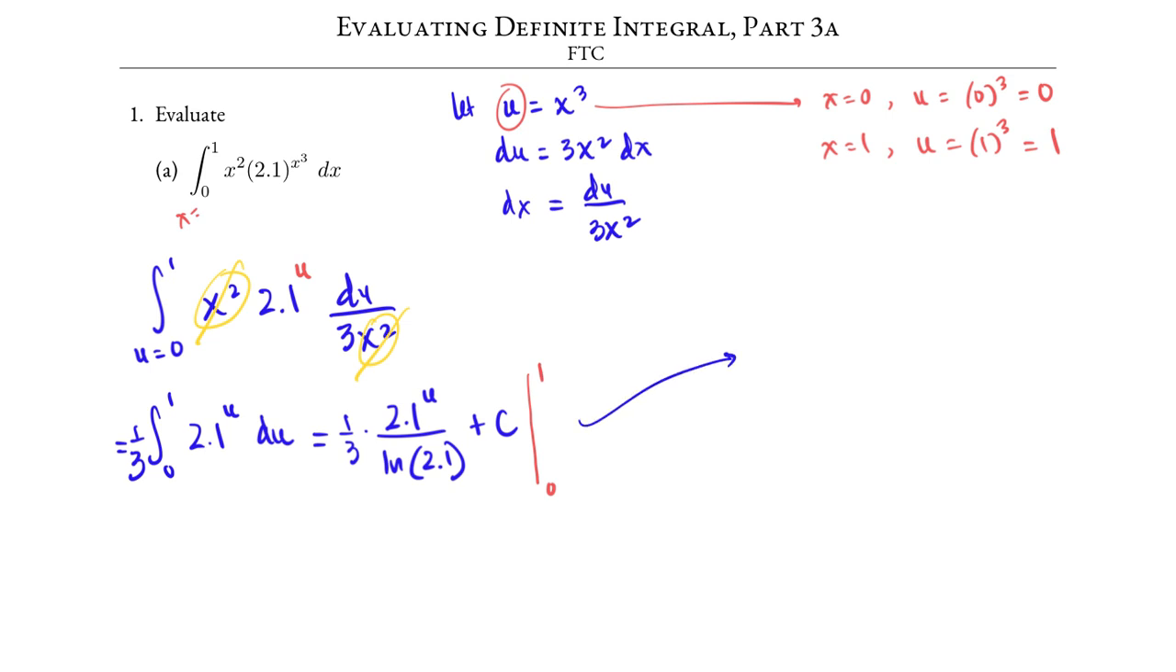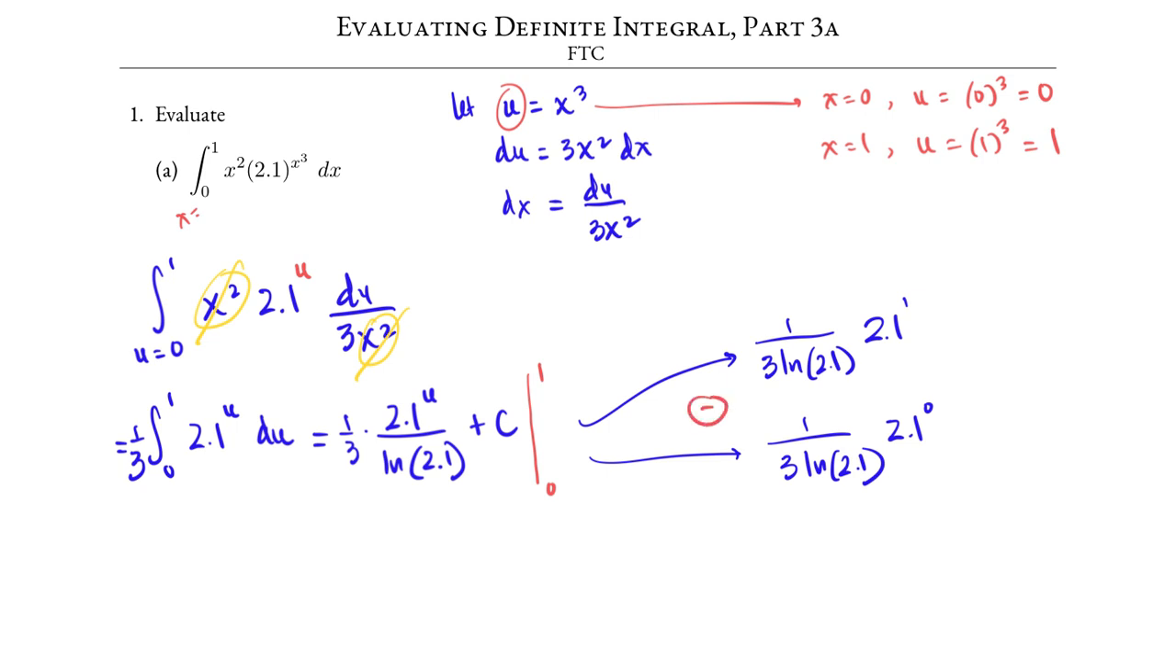If we evaluate this antiderivative at u equals 1, we have 1 over 3 ln of 2.1 times 2.1 raised to the 1 power. And if we plug in 0, we have 1 over 3 ln of 2.1 times 2.1 raised to the 0 power. And don't forget that we are subtracting the second.